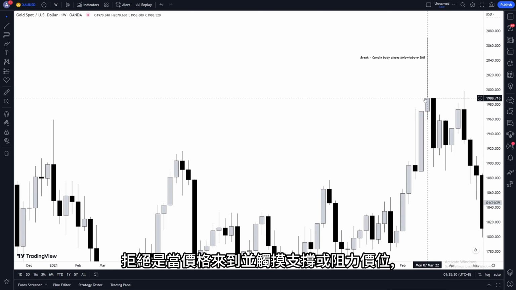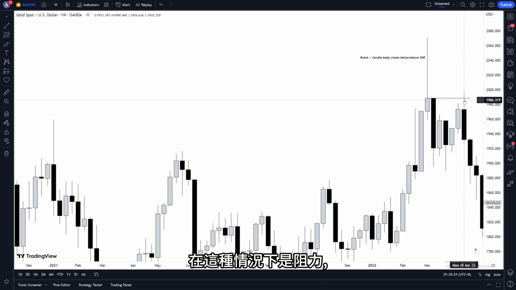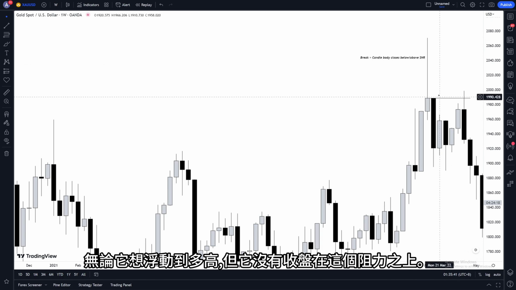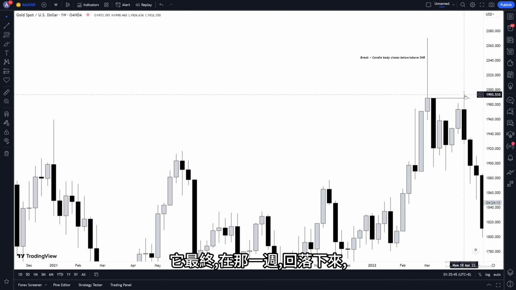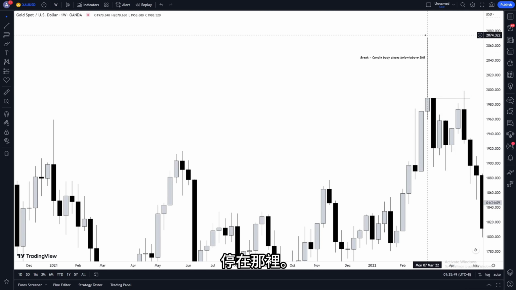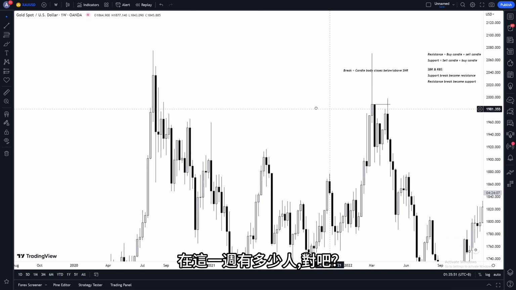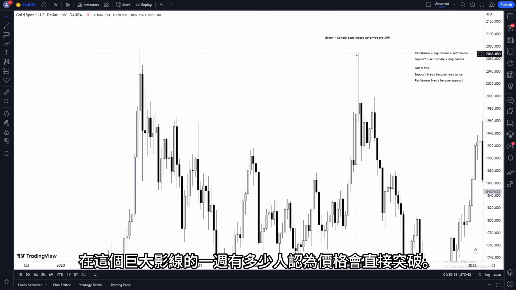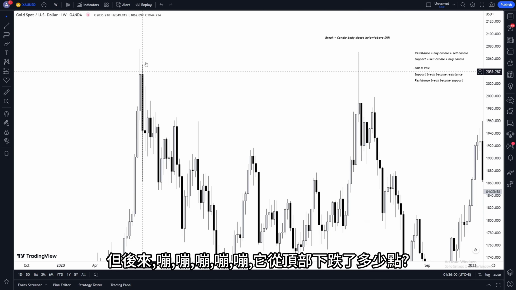What is a rejection? Rejection is when price comes and touches the support or the resistance level, in this case resistance. Price comes and touches it, maybe it goes up, floats, it can float however high it wants to float, but it doesn't close above this resistance. It eventually, in that week, comes back down, stops there. How many people during this week, right? Let's look at this real quick. How many people during this huge weekly week, that's a funny thing to say, thought that price was just going to blast right through?